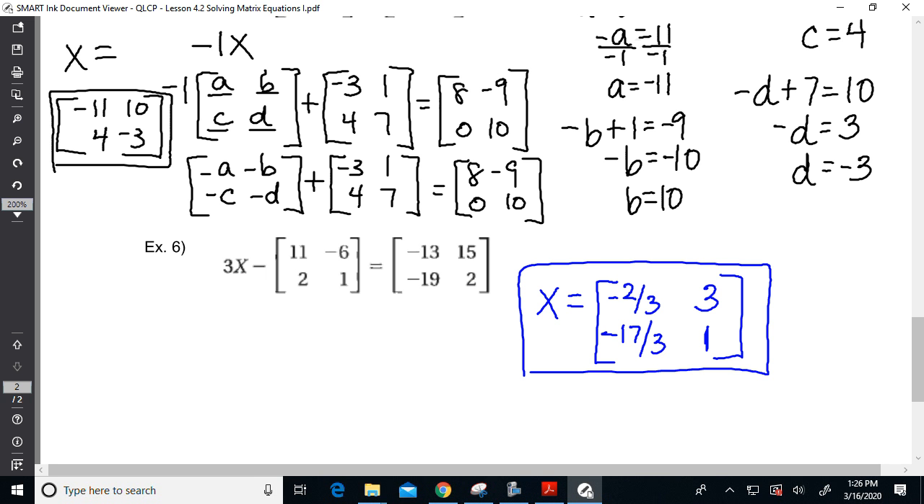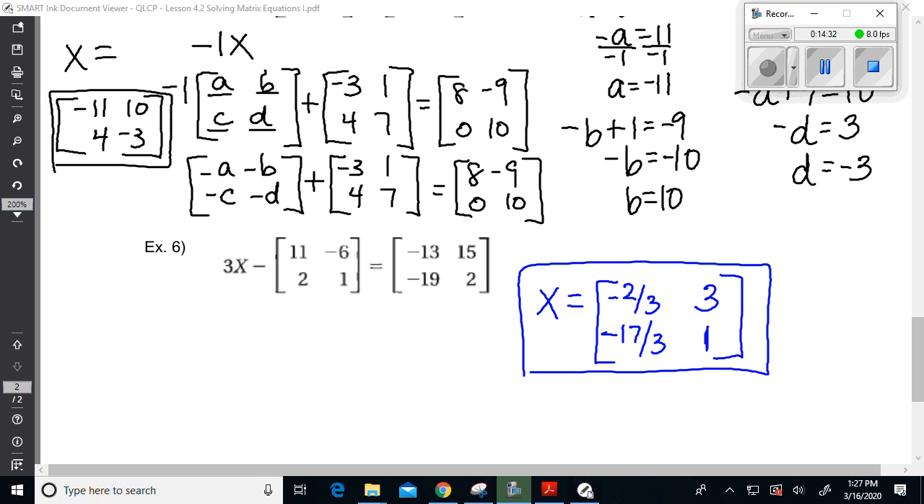So this concludes the 4.2 lesson, which is solving a matrix equation. Again, this is the basic form of solving a matrix equation. Now keep in mind, we haven't multiplied matrices yet. So as we start to multiply matrices, then we get into deeper level equations. But for right now, if you know how to do the basic, you'll be in good shape.